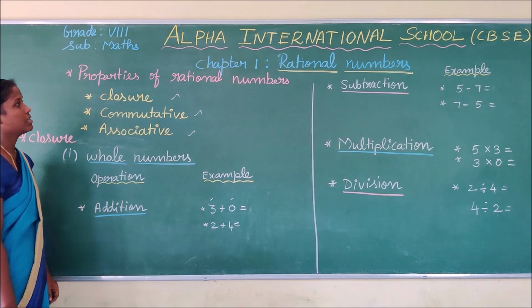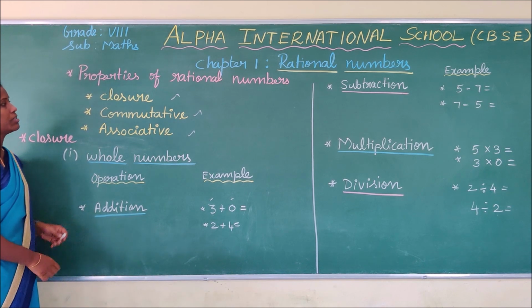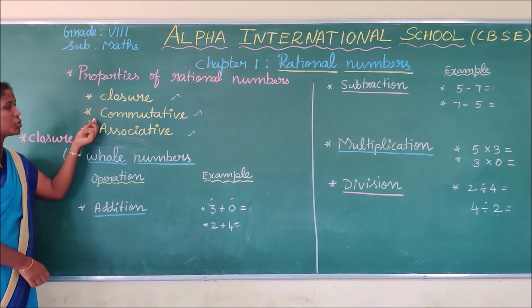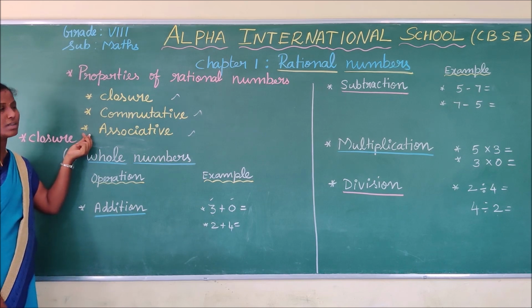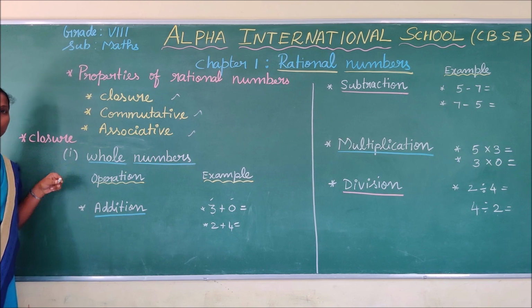Now we are going to see the properties of rational numbers. We are going to see the closure property, commutative property, and associative property. First, we are going to discuss the closure property for whole numbers, integers, and rational numbers.